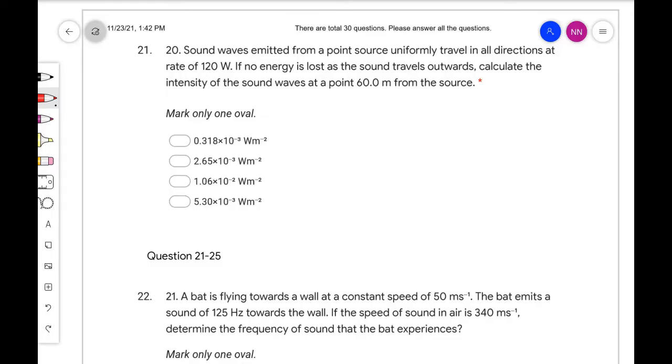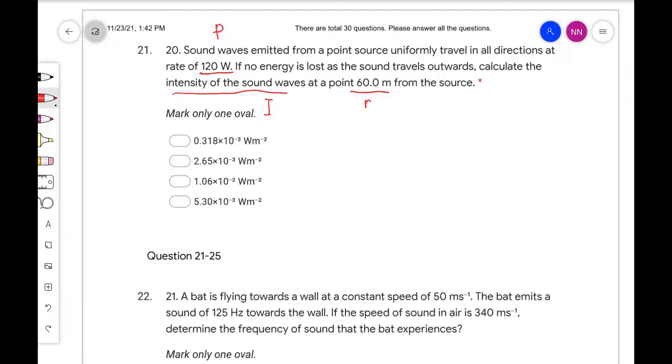Question number 20. Sound wave emitted from a point source uniformly travels in all directions at a rate of 120 watt. So this is power. If no energy is lost as the sound travels outwards, calculate the intensity of the sound wave, I, at a point 60 meter from the source. So r is 60 meter.